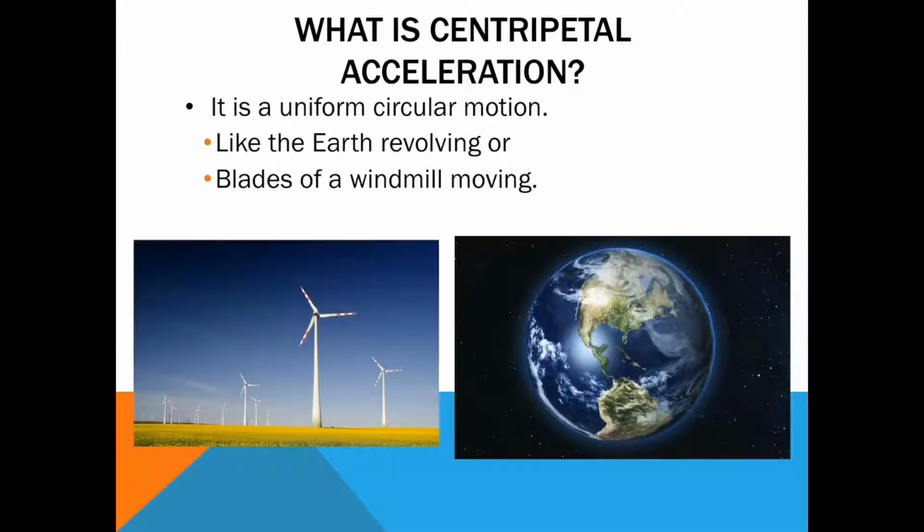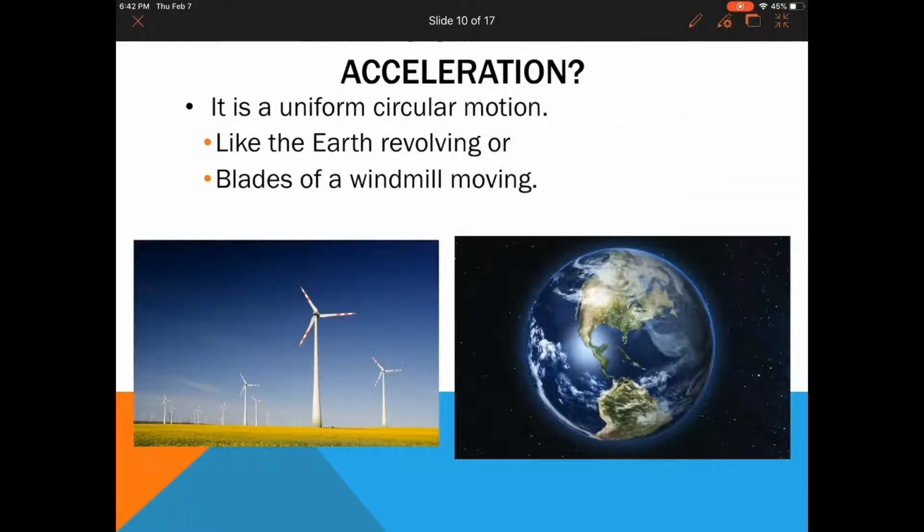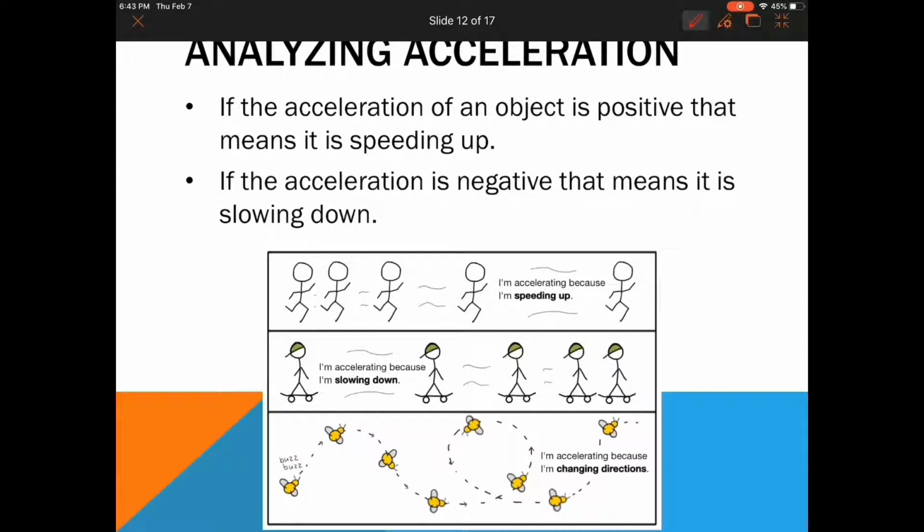And what is centripetal acceleration? Well, this is a uniform circular motion. So with a windmill, it's always moving in a circle. And just like our Earth is always revolving on its axis in a circle. Just like that.